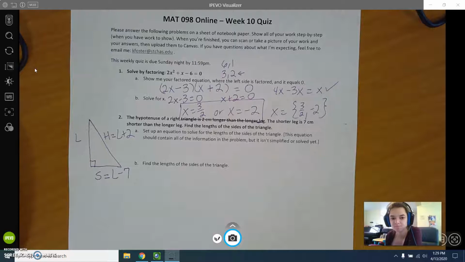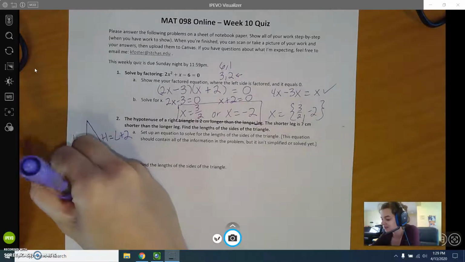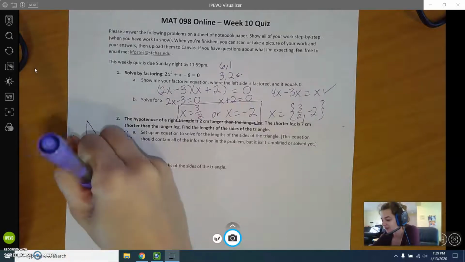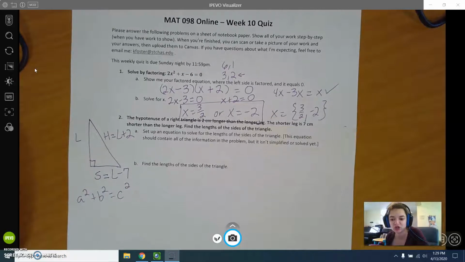Okay. Find the lengths of the sides of the triangle. So whenever I have a right triangle and I'm looking at side lengths, my first thought, hopefully, is the Pythagorean Theorem. Just reminding you guys what the Pythagorean Theorem is: a squared plus b squared equals c squared, where a and b are the lengths of your legs, and c is the length of your hypotenuse.